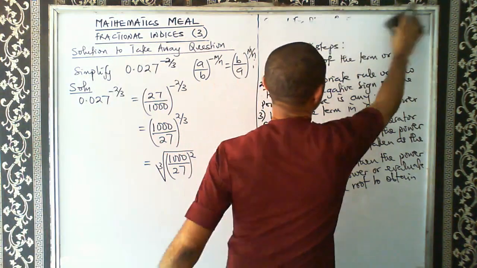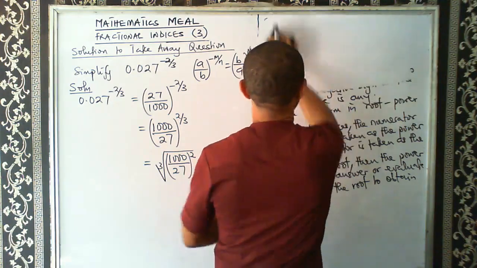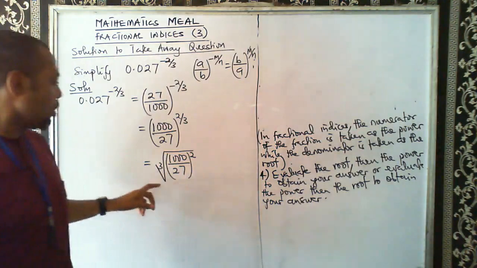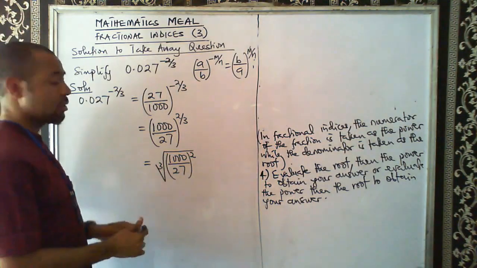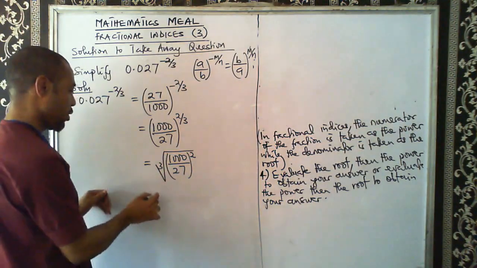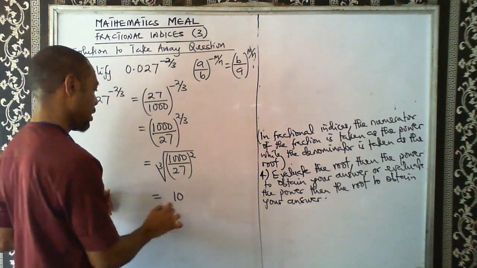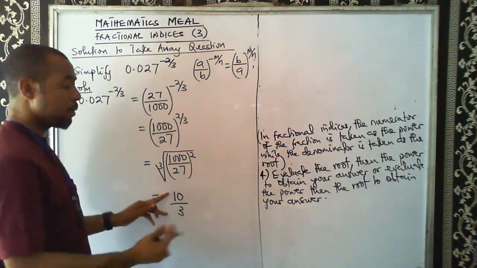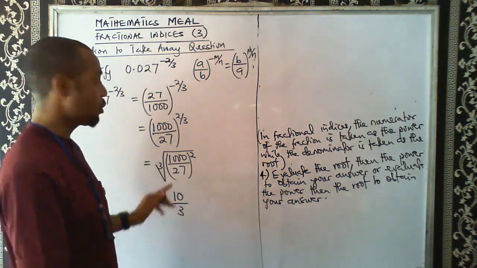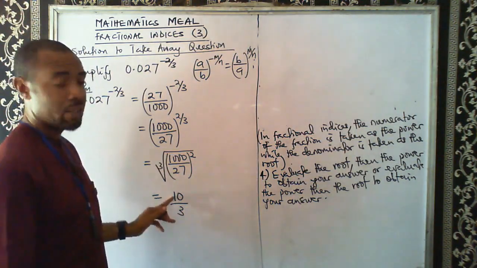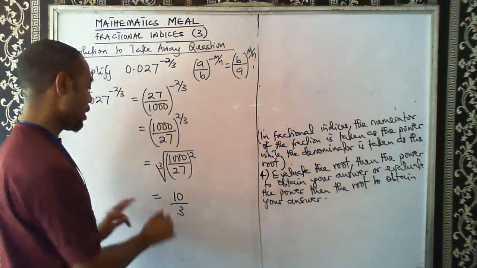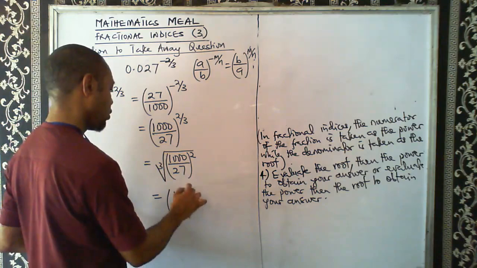So if we look at this now, what is the cube root of 1000? That's what we ask ourselves. The cube root of 1000 is 10. What's the cube root of 27? Is 3. The number that will multiply itself 3 times to give us 1000, that's 10. The number that will multiply itself 3 times to give us 27, that's 3. So all raised to power 2.